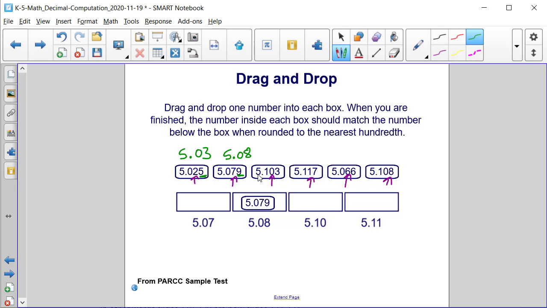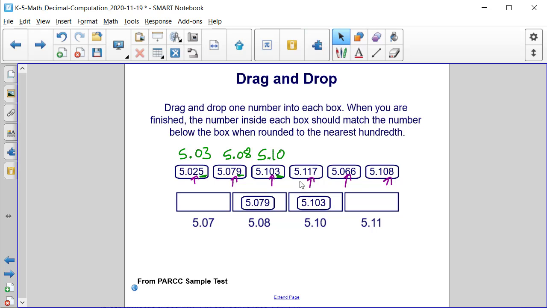Okay, now we have 5 and 103 thousandths. If we look at this 3, does the 3 round the 0 up to a 1 or keep it a 0? It keeps it a 0. So it would be 5 and 10 hundredths. Is that one of the numbers below here? Yes, it is. It's right here. So we're going to take this number and we're going to drag it into this box.